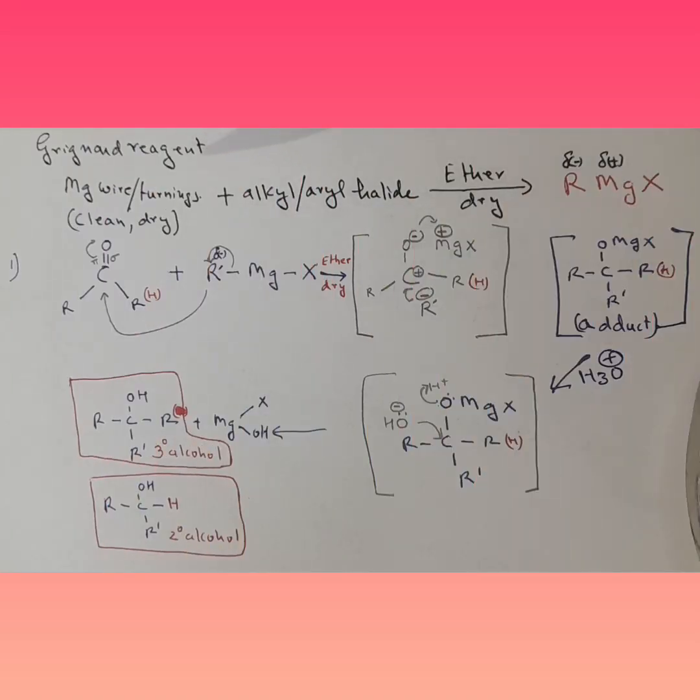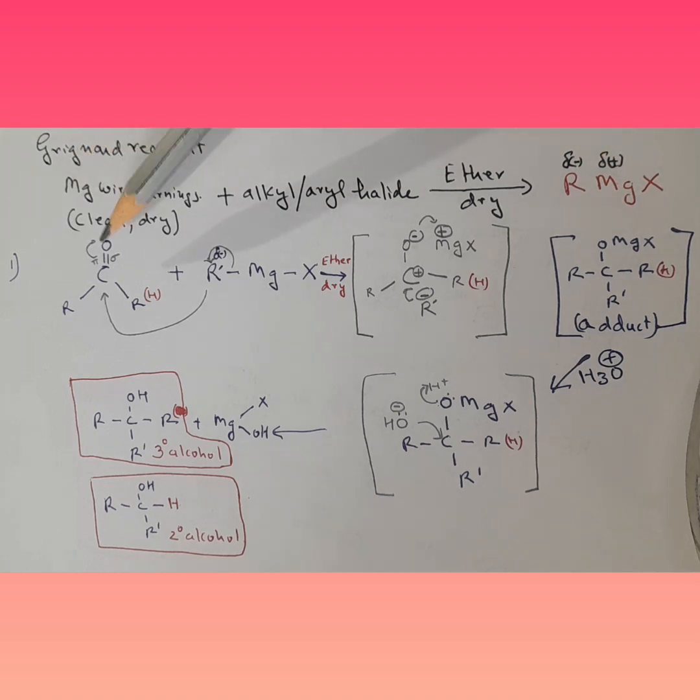Let's understand Grignard reagent in depth. Initially, how do we synthesize Grignard reagent? We use magnesium wire or turnings, clean and dry, and use dry ether as solvent, and it is reacted with alkyl or aryl halide to get RMgX, where R is the alkyl group, X is the halide, and Mg is there. So this is what a Grignard reagent is.